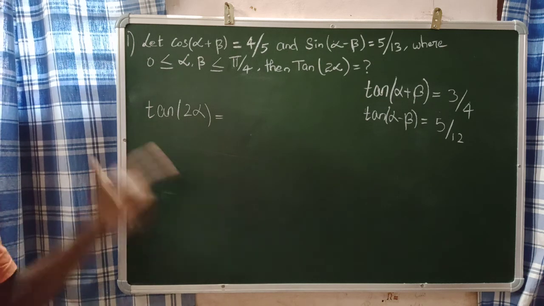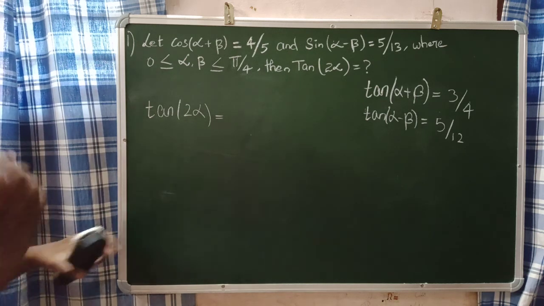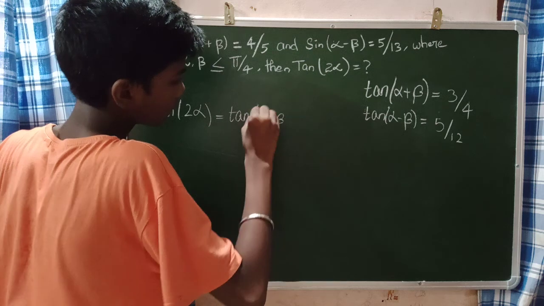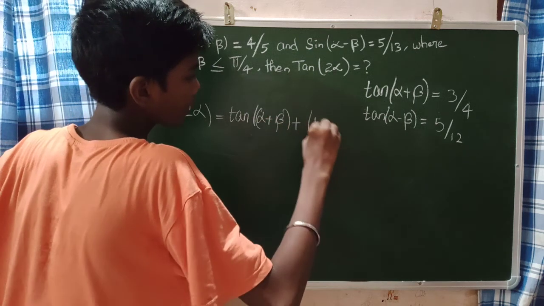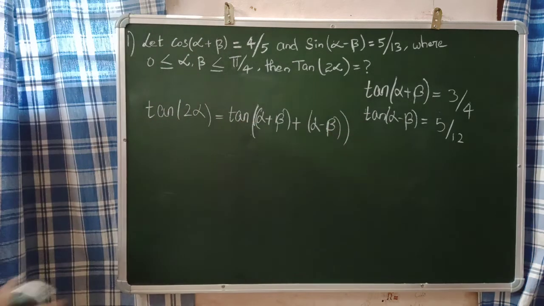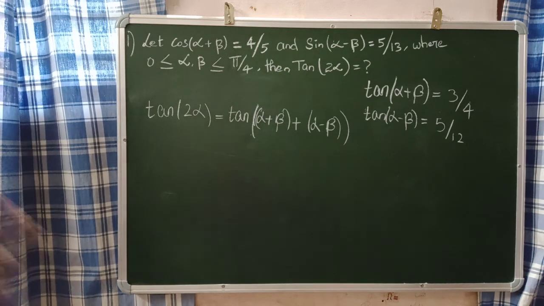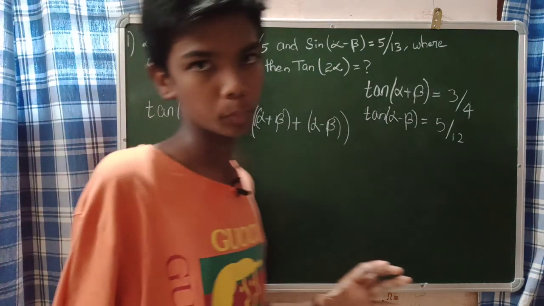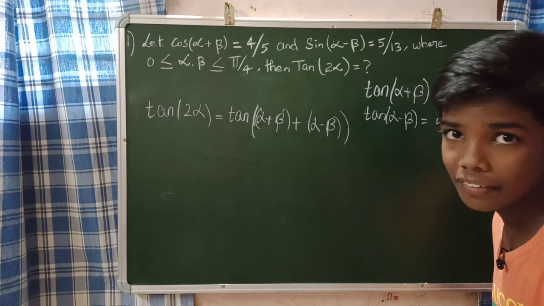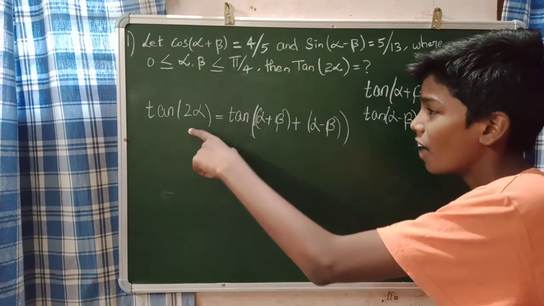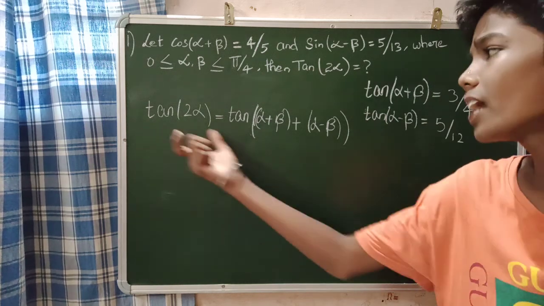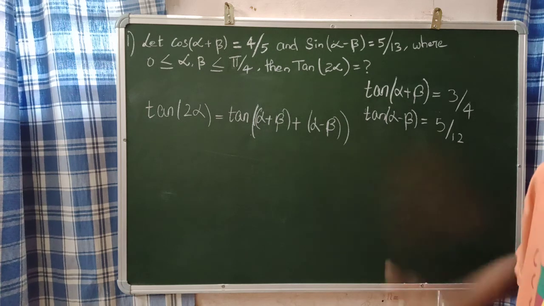Guys, listen carefully. Can't I write this particular term tan of 2 alpha as tan of (alpha plus beta) plus (alpha minus beta)? Think carefully. Anyway, you will be getting 2 alpha as the inside value, as beta minus beta will get cancelled and alpha plus alpha will be 2 alpha. That's not a problem here. I'm just writing tan of 2 alpha as tan of (alpha plus beta) plus (alpha minus beta).